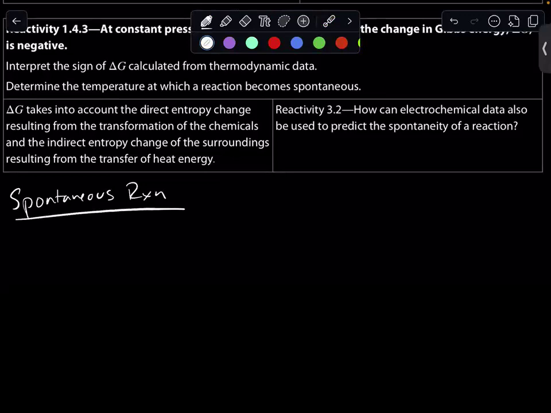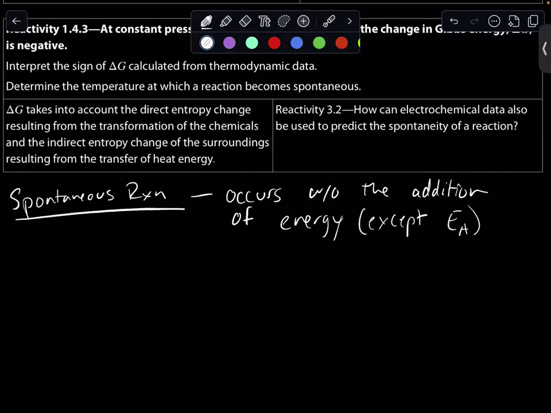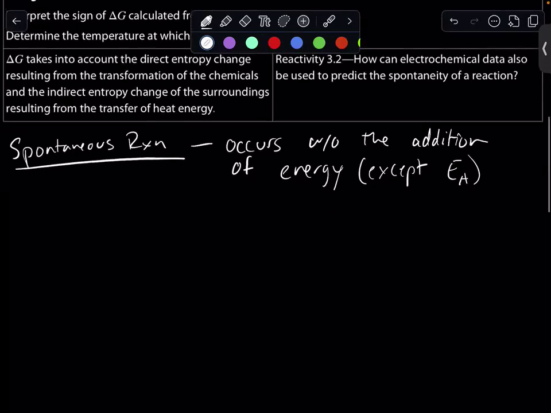These appear in nature all the time, but this is something that occurs without the addition of energy. And when we say that, we mean except activation energy. For example, when you start a fire, it will continue to burn on its own, but if you start cooking food, unless you continuously apply heat, it won't cook. So the fire is spontaneous while the food is non-spontaneous. You must continue to add heat to cook something, so that's not spontaneous. A fire will spread, which is spontaneous.